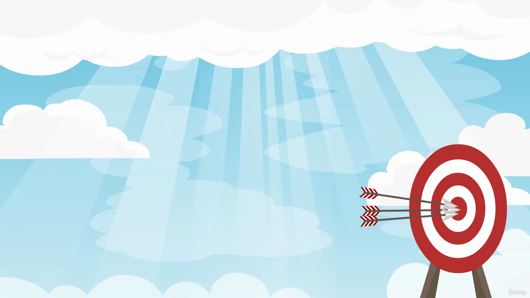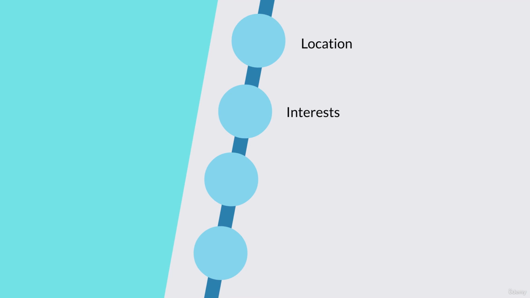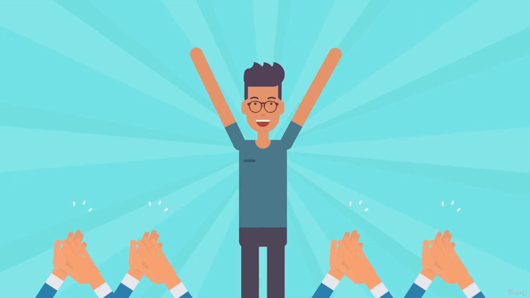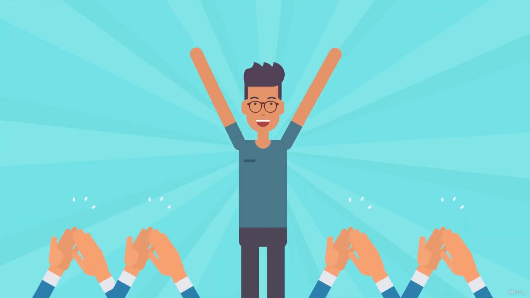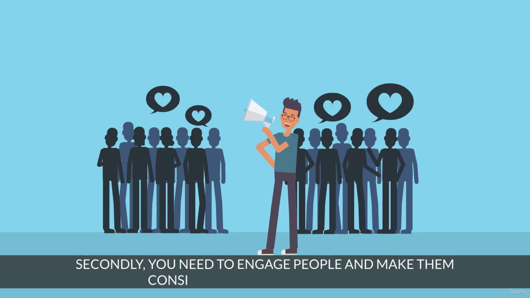Your targeting activities are wider. You mainly target for location, interest, income, and age. You basically just need to let people know you exist. Secondly, you need to engage people and make them consider you as the best option.